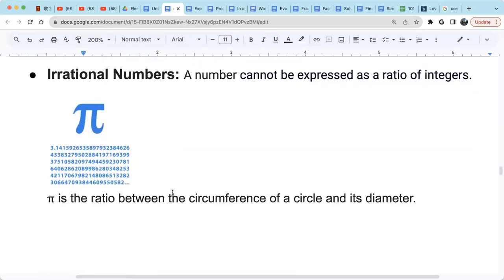Irrational numbers. A number that cannot be expressed as a ratio of integers, which means there's no way we can write it as one integer divided by another integer, like pi, the famous pi. Pi is the ratio between the circumference of a circle and its diameter. Sometimes we use 3.14 to approximate pi, but pi is an irrational number. If you're calculating, it just keeps going. Computers have been calculating pi for over 30, 40 years now, and they're still calculating the next digits every day.